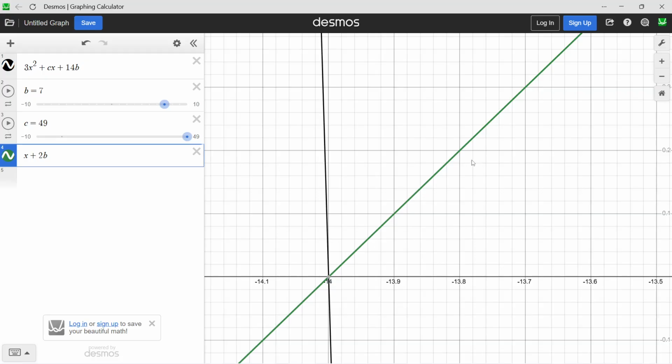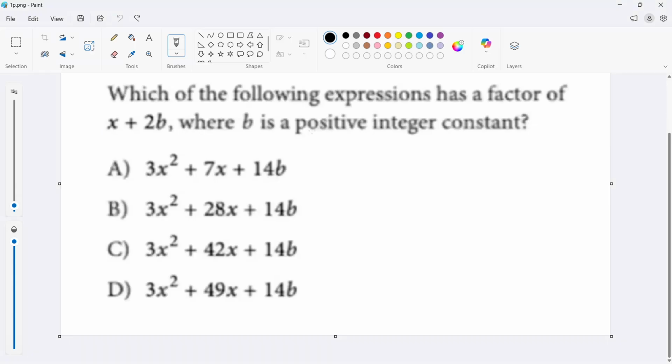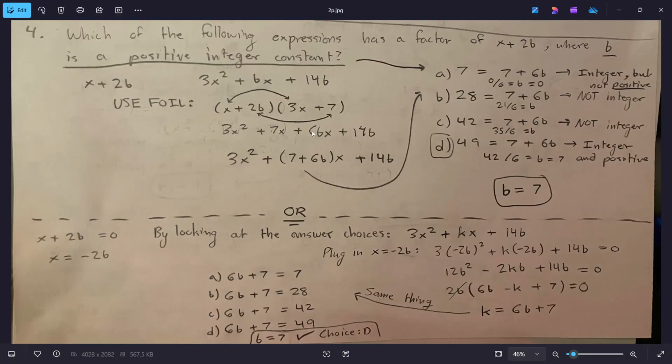So you can do it either one of those ways. This way may be better for people who don't quite understand how to do the math, whereas this way, first working the math, and then on this question, setting 7 plus 6b equal to whatever the term is in front of x, is for people who know how to do a little bit of the math of this situation.